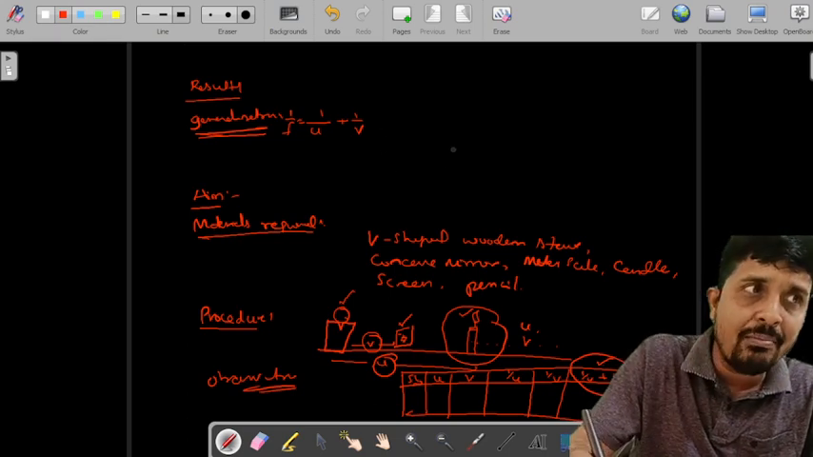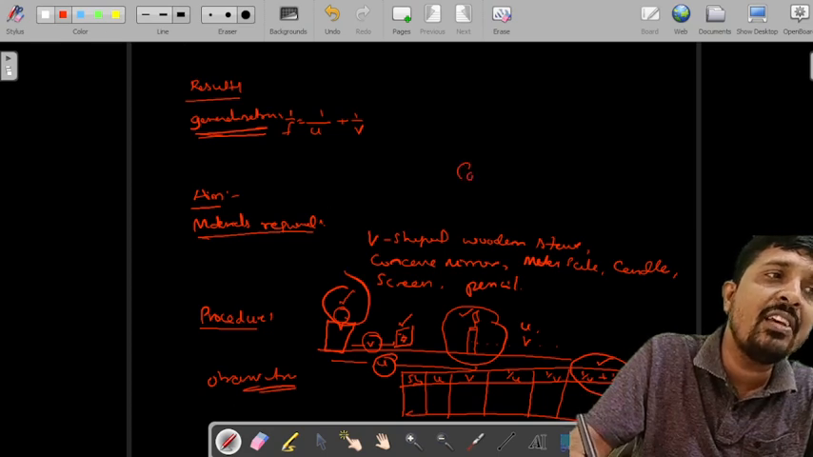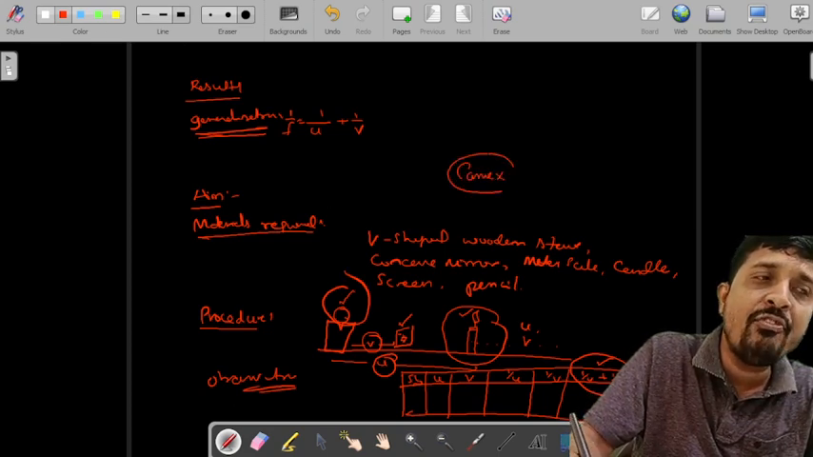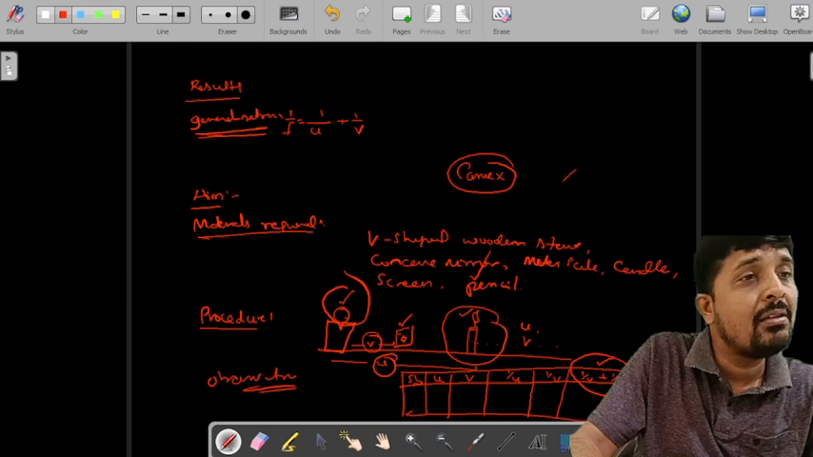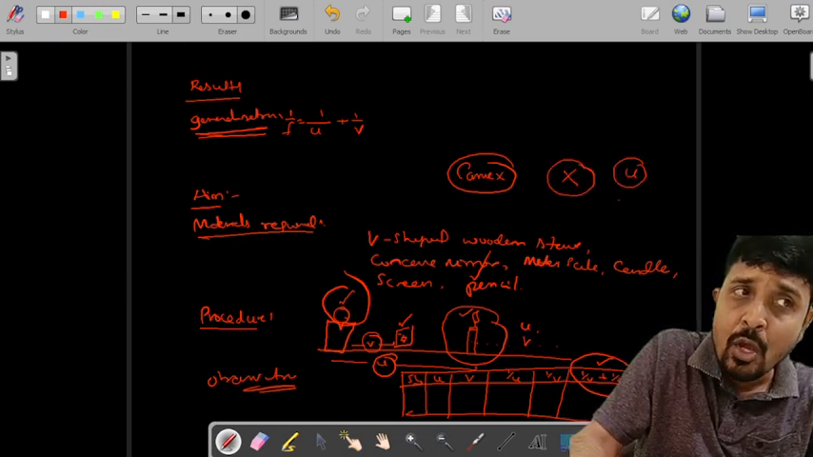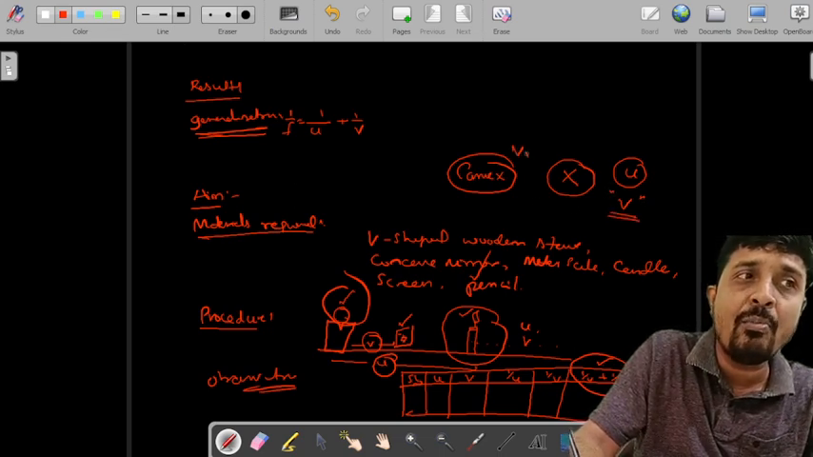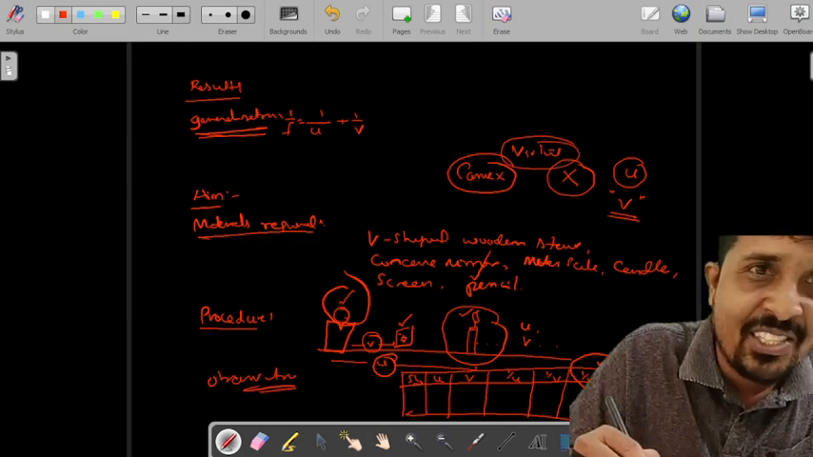Sometimes they will ask, what happens if instead of a concave mirror you take a convex mirror? Can we find the focal length by this method? No, by this method you can't find it, because you can find the value of u but you can't find the value of v, since a convex mirror can form only virtual images and you can't measure the virtual image distance.